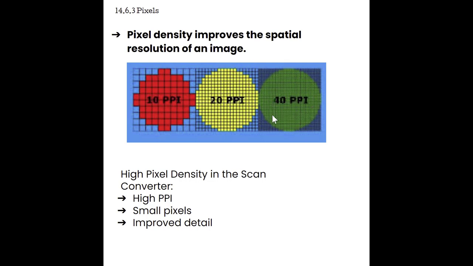Look at what we get though when we have 40 pixels per inch. Now the scan converter can assign very discrete numbers along the edges here. We get more definition of our circle. We appear to get a smoother line. So this really improves the spatial resolution of our image.